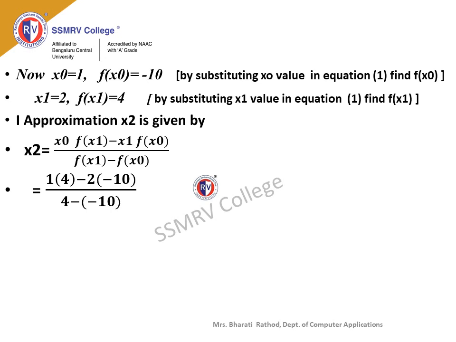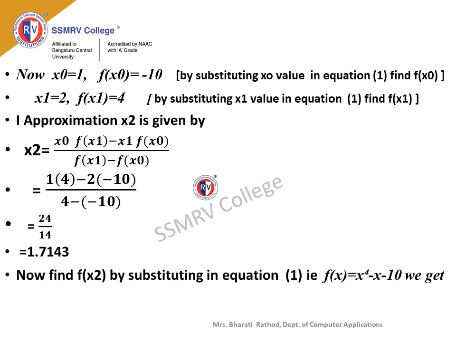By substituting x0, f of x1, x1 and f of x0, we get the value of x2 equal to 1.7143. Now we will find f of x2. By substituting in equation number 1, we get f of 1.7143 equal to minus 3.0776.